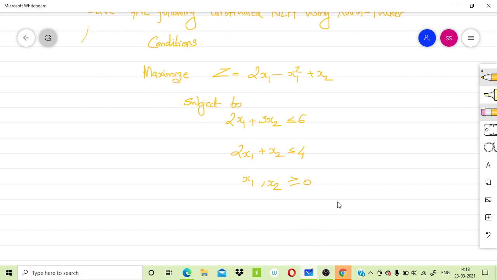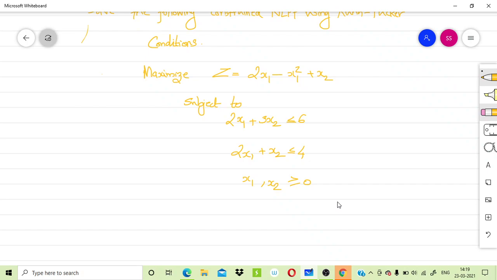Then, if you observe, this given maximization problem is in standard form. The standard form is that all the constraints g1, g2, up to gm must be less than or equal to type. Either maximization or minimization, it is applicable. And also x1, x2, the decision variables, must be non-negative, that is greater than or equal to 0. This is our standard form.